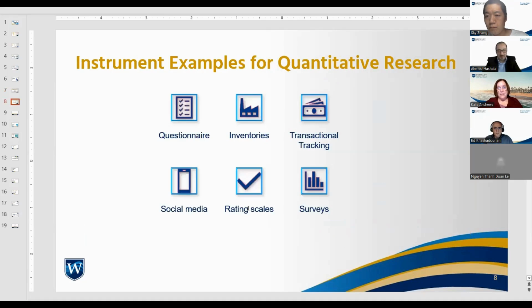Here are some instrument examples that you can use in a quantitative research project. And you can use all of these with machine learning. You can have a questionnaire, inventories, transactional tracking, social media, rating scales, surveys. There's a multitude of possibilities.